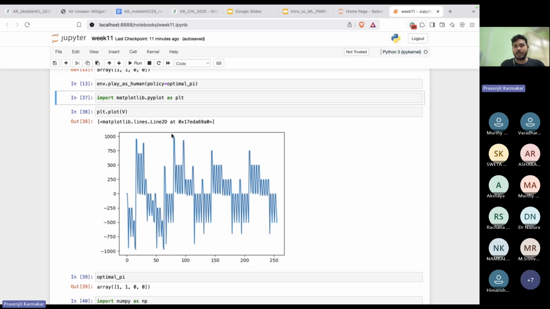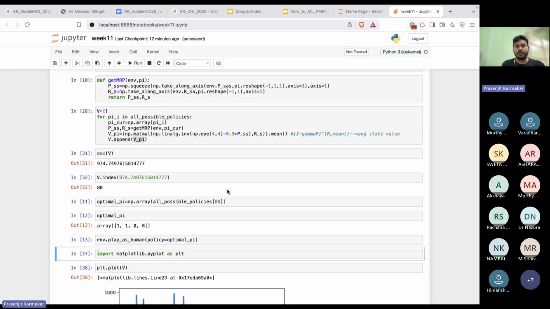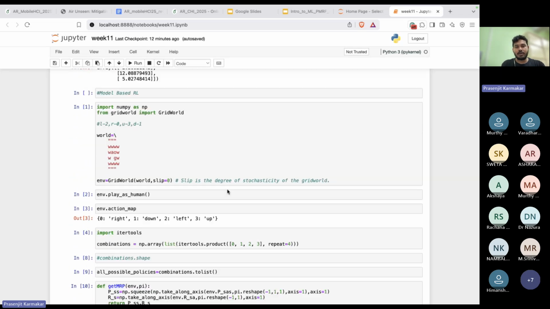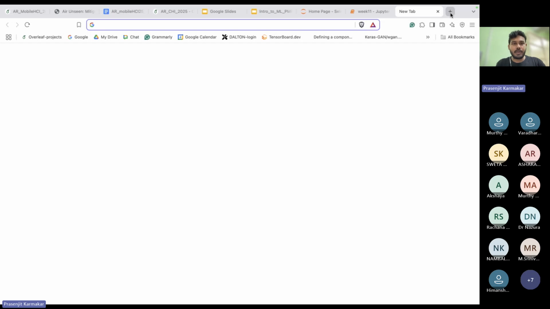So what is the drawback in this case? This is what we revisited from last week: we traverse through all the possible policies and then get this peak. And this is not always possible. So let's see what happens if I have more states. Let's change our world.